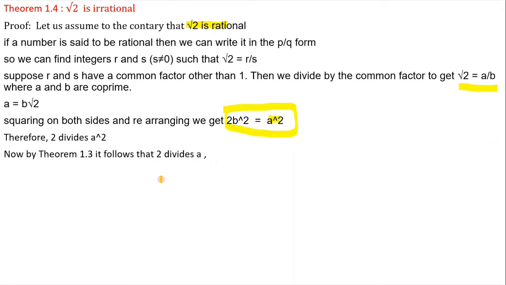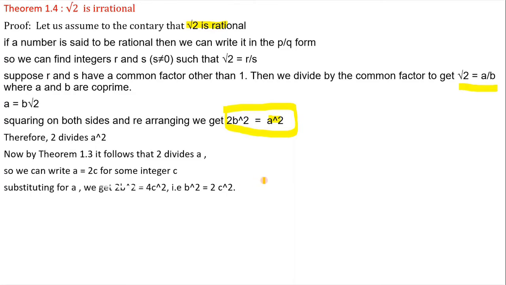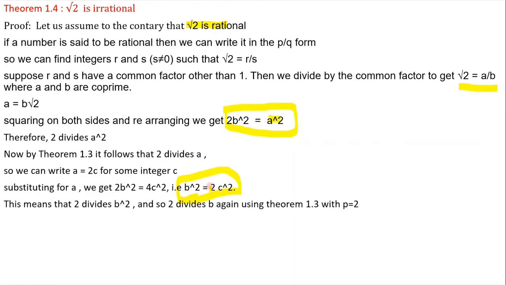Now, let us consider the value of a is equal to 2c for some integer c. Then, if we substitute a is equal to 2c in this equation, we get 2b square is equal to 4c square. From this, b square is equal to 2 into c square. Again, by using theorem 1.3, if b square is divided by the prime number p, here 2, then b is also divided by 2, and 2 is a factor of b.